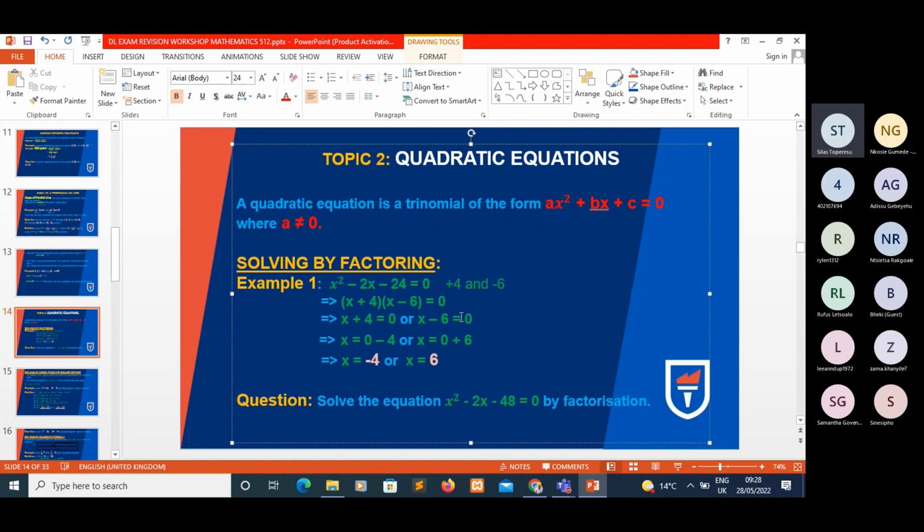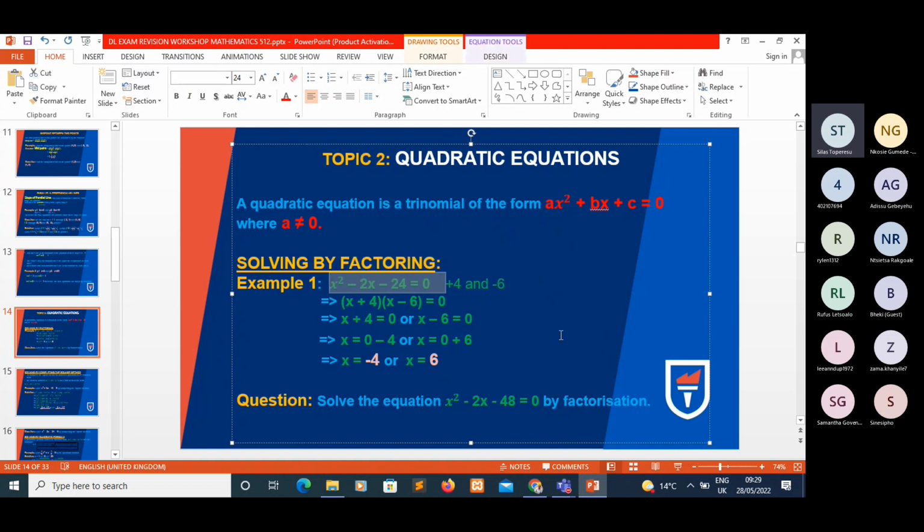You know what happens when you jump. It will change the status, okay? So it's going to change the status to negative. So it becomes 0 plus 6. So now you've got the values of x as x is equal to minus 4, and x is equal to 6. So this is the value of your x. That's how you solve for x when you're using simple factorization, whenever you have the quadratic.